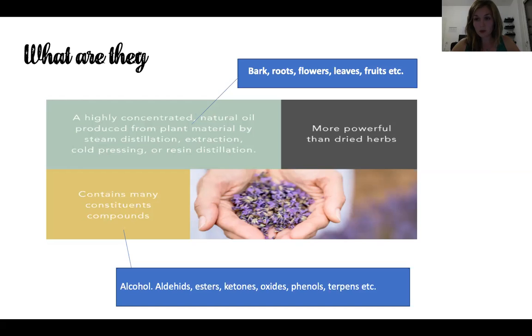When we talk about the chemistry of essential oils, they contain many constituent compounds like alcohols, aldehydes, esters, ketones, oxides, phenols, terpenes, and more. And the effect of an essential oil really depends on its constituents. If you're more into the chemistry of essential oils, I really advise you to have a look at this complete guide to understanding and using essential oils, the aromatherapy workbook. There you have chapters and chapters about their chemistry.